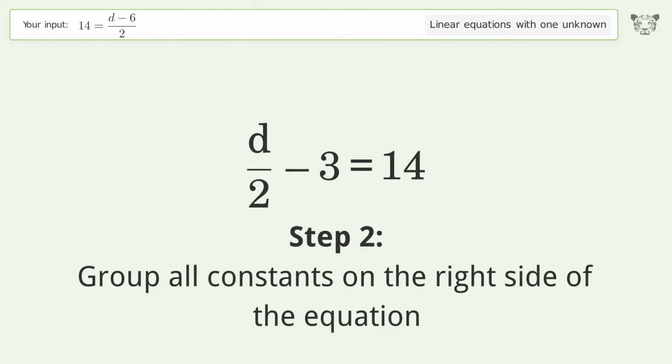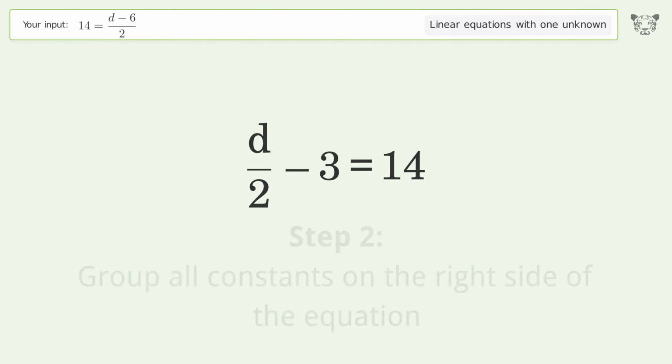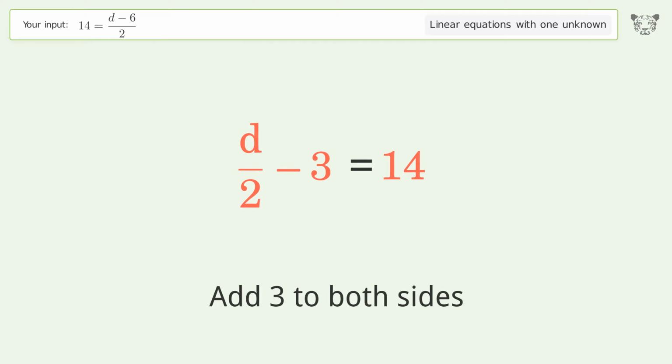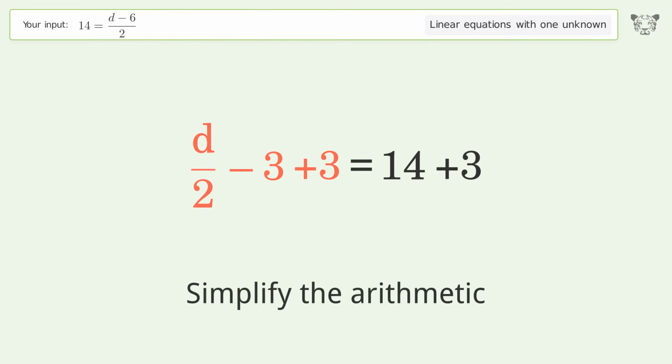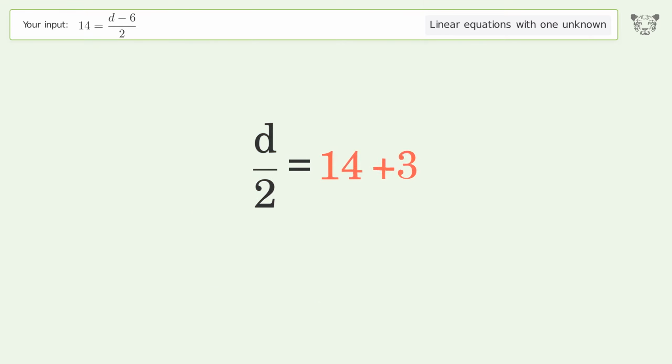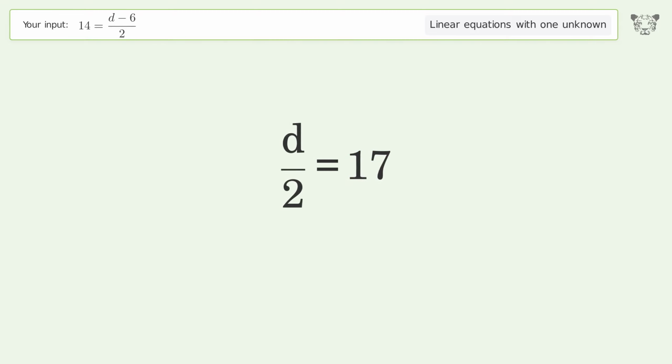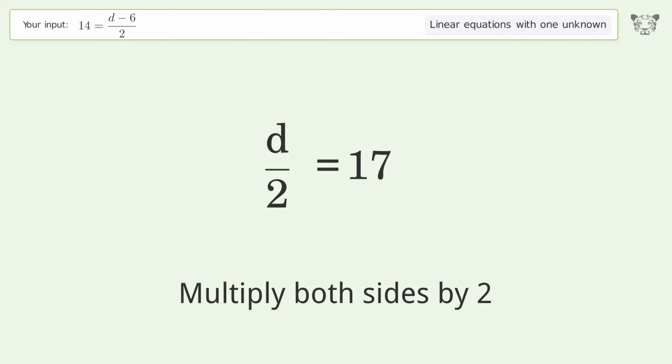Group all constants on the right side of the equation. Add 3 to both sides. Simplify the arithmetic. Isolate the d. Multiply both sides by 2.